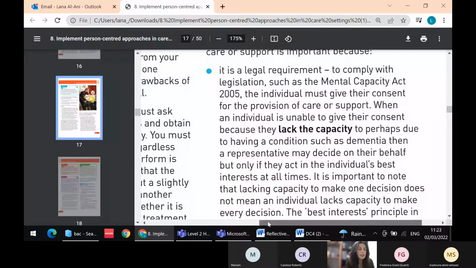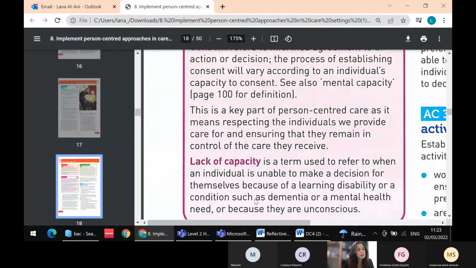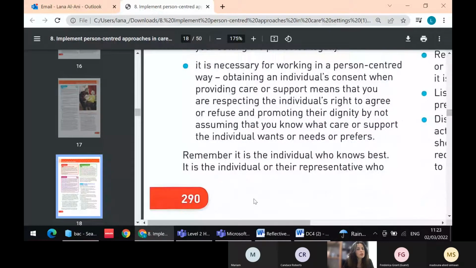Another benefit of having consent from people is that when working in a person-centered way, I obtain the individual's consent to provide care for them. That means I respect them. I respect their rights as an individual and their dignity, and by not assuming things, I just do what they prefer, what they wish, what they need. So this is to answer question 3.1.